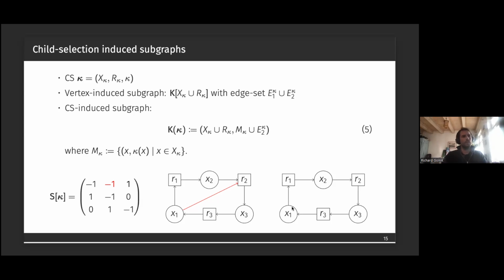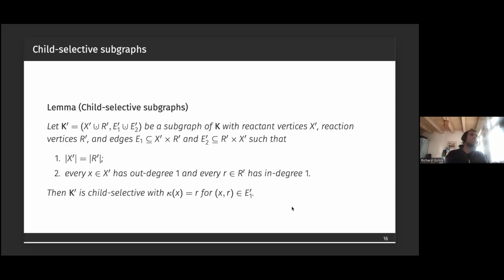We can observe that in the child selection induced subgraph, each of the species has out degree 1 and each of the reaction vertices has in degree 1. And the other way around, it is also true. So when I have a subgraph such that the number of species vertices is identical to the number of reaction vertices, and every species has out degree 1 and every reaction vertex has in degree 1, then my subgraph is child selective.